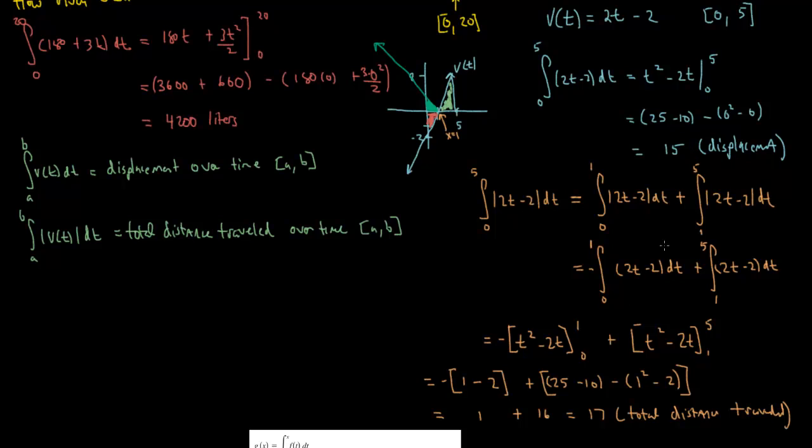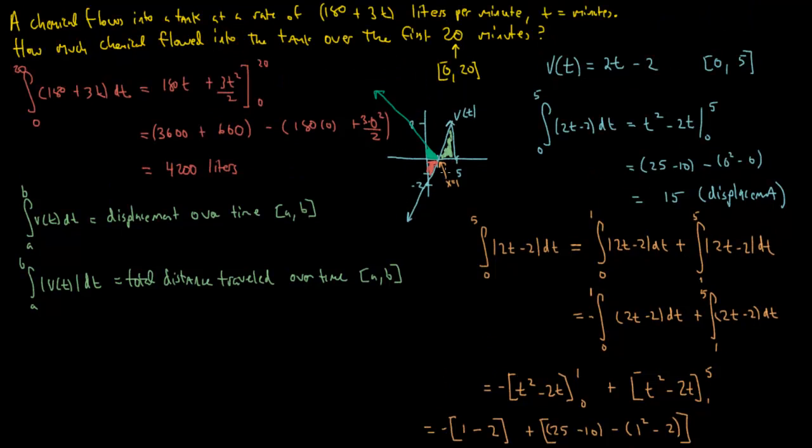So notice here, displacement was not equal to total distance traveled because the function was not non-negative over the interval of interest. If the function is non-negative over the interval of interest, then total distance traveled will equal displacement. But if your function is negative anywhere over the interval, then you have to take into account that total distance traveled is not going to be the exact same number as displacement. In that case, total distance traveled is going to be a bigger number than displacement. Okay? It's possible for them to be equal if the function is non-negative.